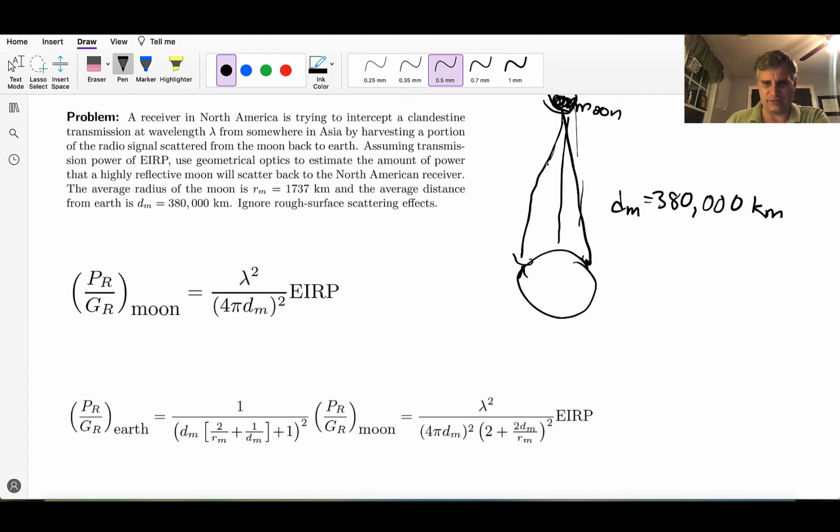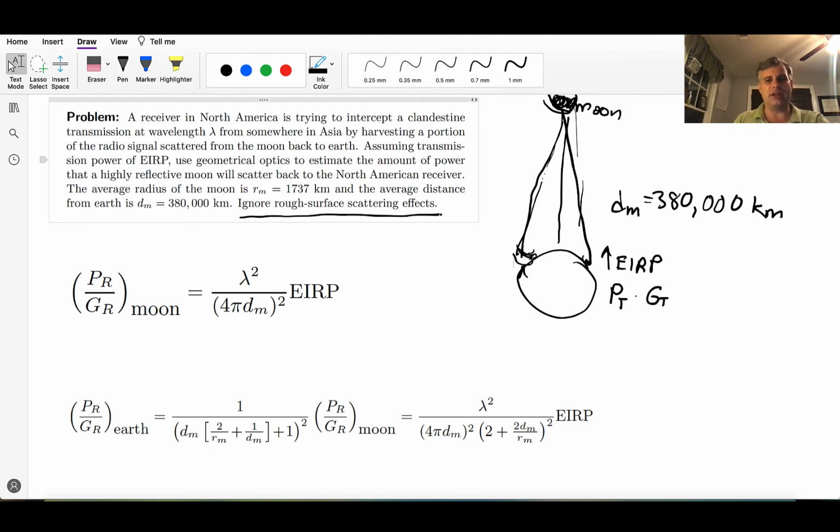One way, and then reflecting back. And so we're going to make a ray optical solution that says if I emit at a certain effective isotropic radiated power, it's basically transmit power times gain of the antenna, how much do I receive back here on Earth? And we basically ignore rough surface scattering effects in this problem. We treat the moon as a giant orb, smooth on its surface. And we'll solve it symbolically so that we can see how to build up these formulas.